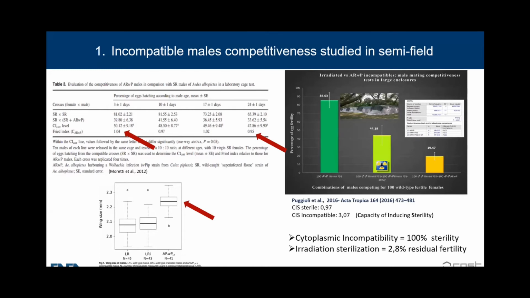excellent values of the capacity of induced sterility for incompatible males, as you can see in this male competitiveness trial. This difference could be not only a matter of mating competitiveness; it could also be due to the bigger size that incompatible males preserve during mass rearing, and to the fact that cytoplasmic incompatibility ensures 100% sterility, while we know that irradiation presents a low level of residual fertility.